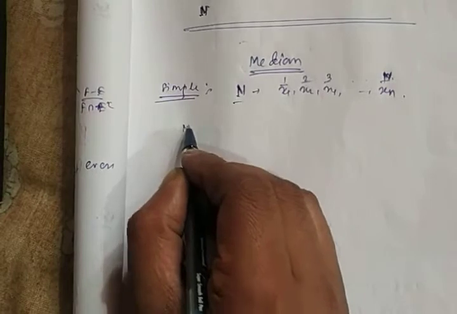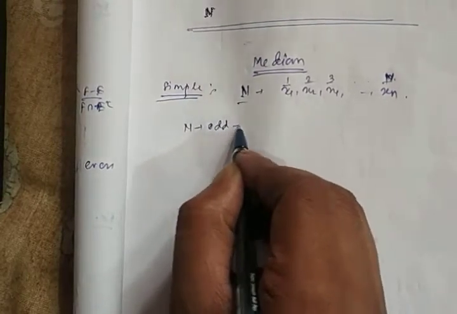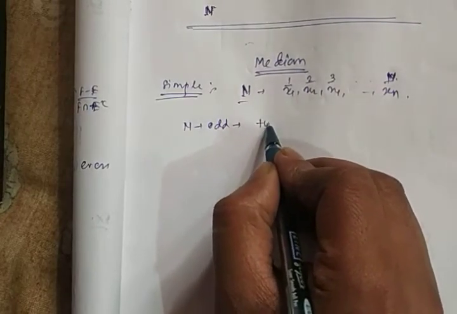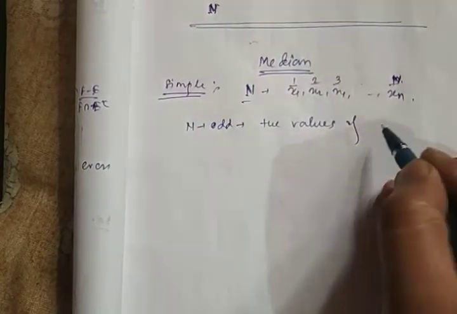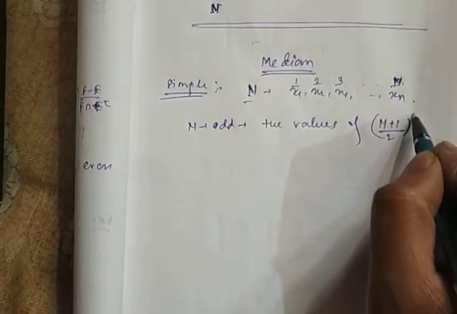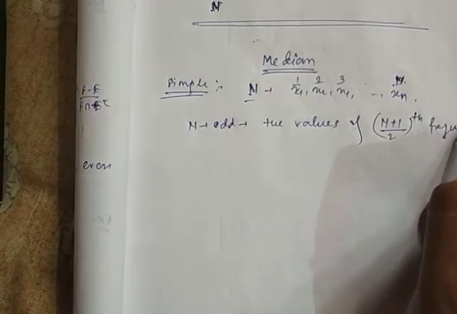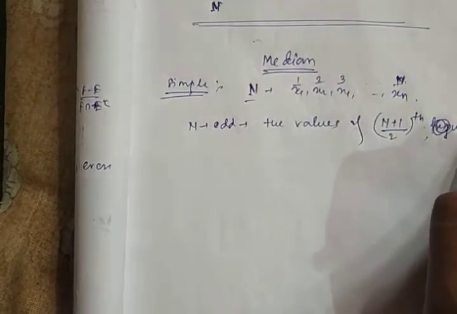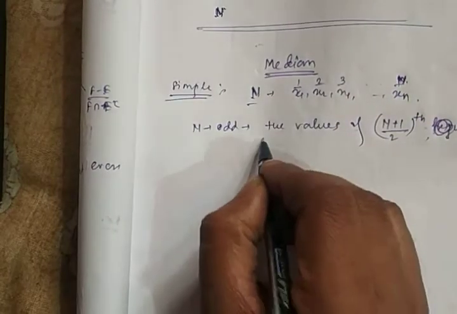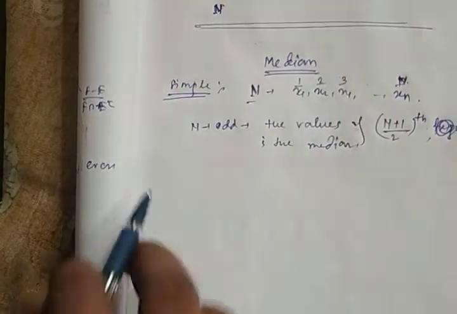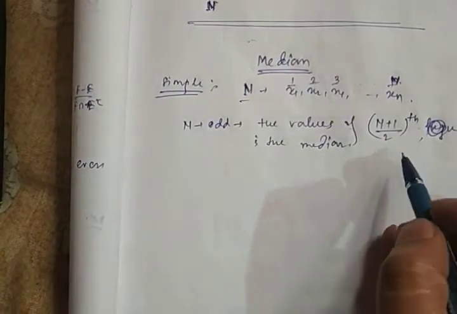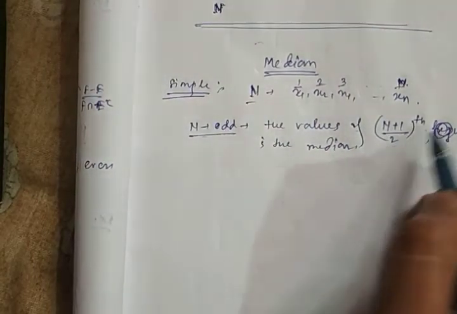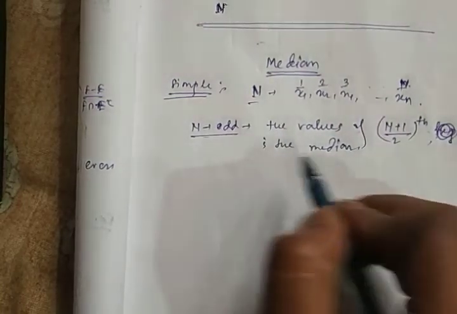Now if n is odd, then the value of the (n plus 1) by 2th position in the arrangement is the median. If n is odd, then the (n plus 1) by 2th position value is called the median.